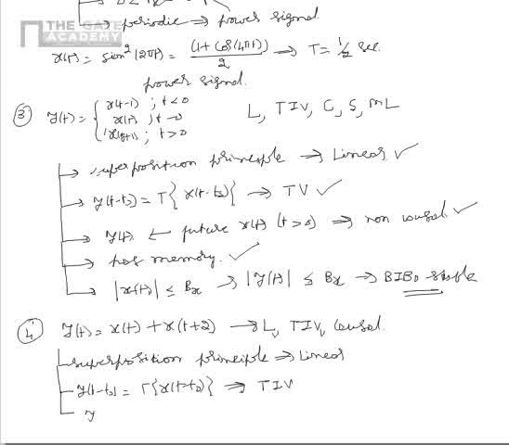We also see that y of t, that is the output, depends on future x of t. From this we see that the given system is non-causal. So from the above we see that the given system is linear, time invariant, and non-causal.